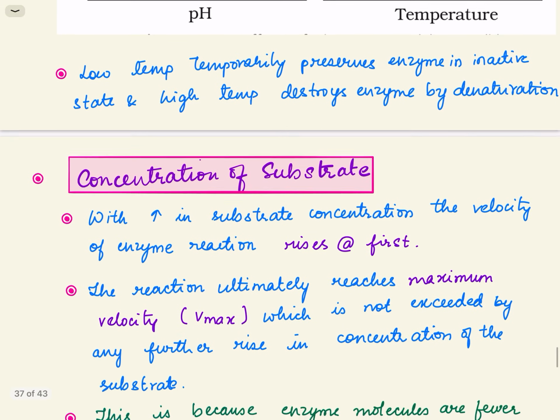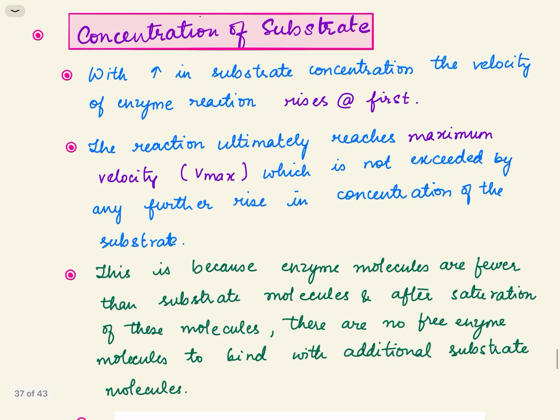So the next important factor is the concentration of the substrate. With increasing concentration of the substrate, the activity of the enzyme initially increases, right? But till when does it increase? It increases till it attains a maximum velocity, right? After that it becomes a plateau. It will remain there forever, right? It doesn't change after it has attained maximum velocity.